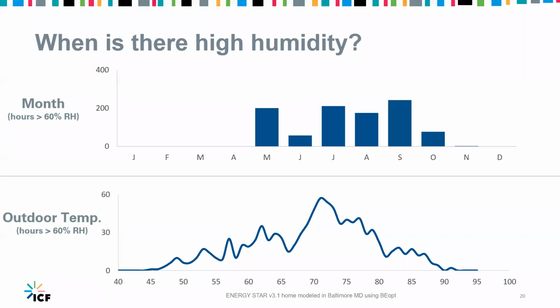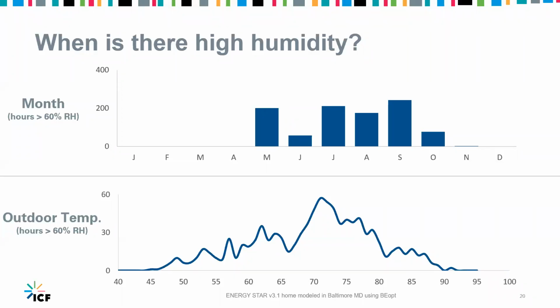So the example I looked at was an Energy Star version 3.1 home in Maryland, because this request originated from the Mid-Atlantic region. And it's a pretty efficient house, version 3.1. First thing I looked at was, where do these high humidity events happen? So what hours of the year was it over 60%? We basically only see it when there is cooling going on, so May to October in this range.